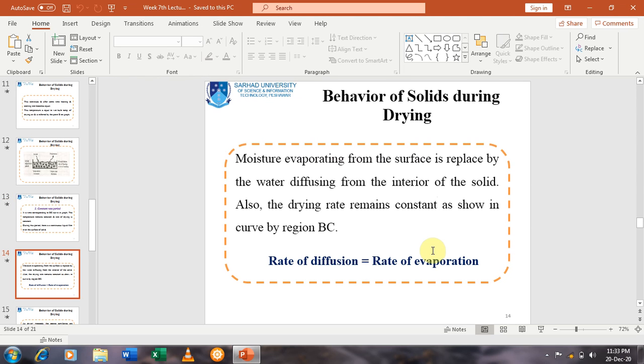Then comes the constant rate period, during which the rate of diffusion becomes equal to the rate of evaporation, and the moisture evaporating from the surface is replaced by the water diffusing from the interior of the solid material. Here the rate of diffusion becomes equal to the rate of evaporation.